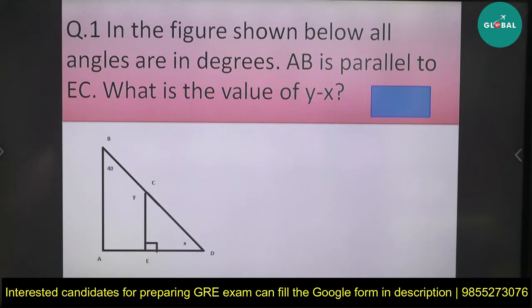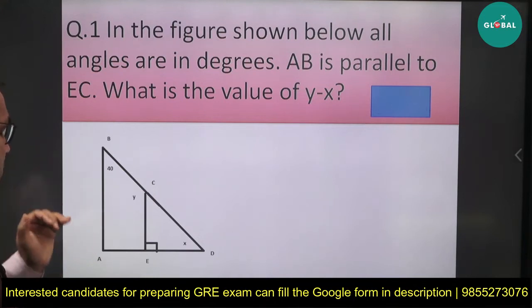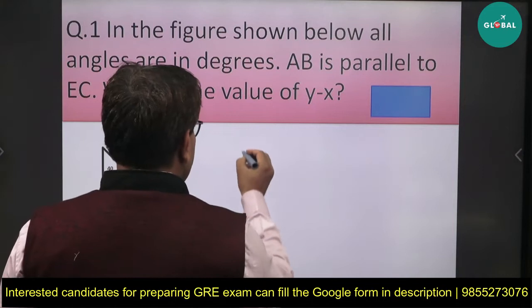Okay, so now let me explain. In this problem it is given that these two sides are parallel to each other. This is a 90-degree symbol, and x and y both are in degrees. This is 40-degree. We have to find the value of y minus x. This angle is y, this angle is x. So I am redrawing this figure here.